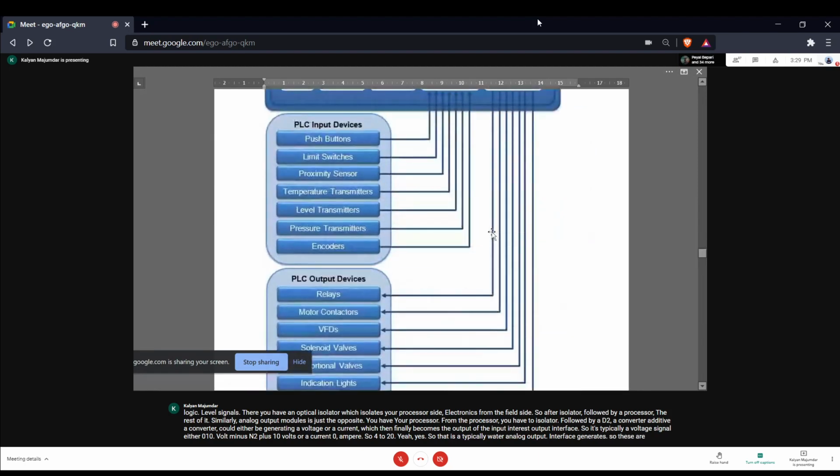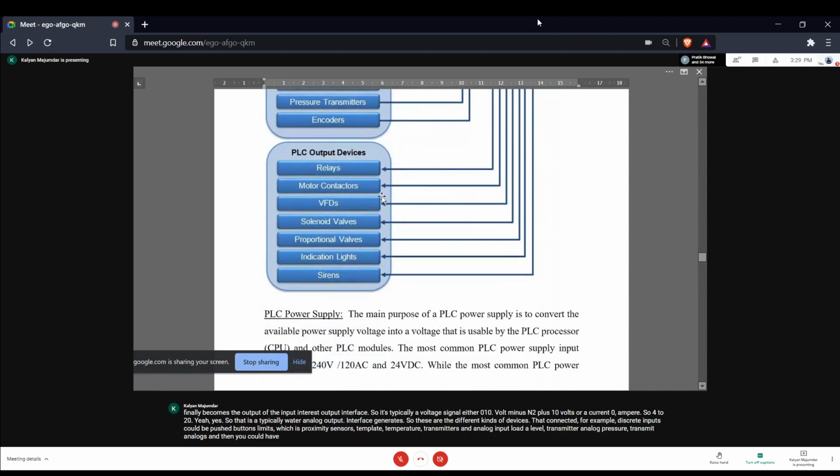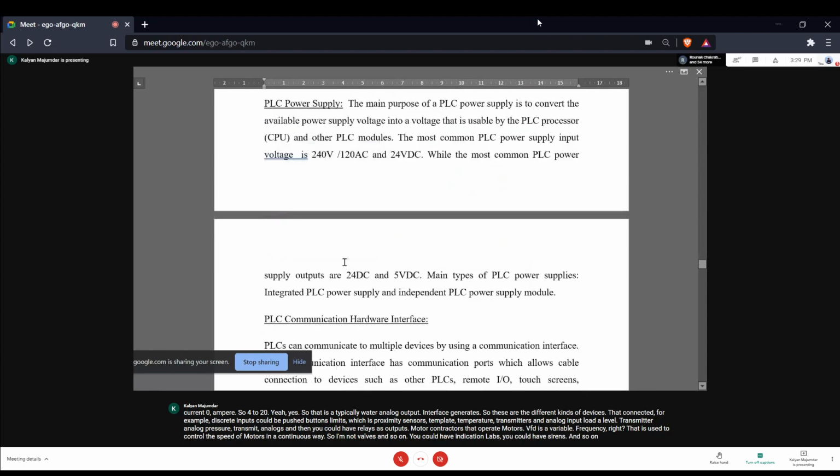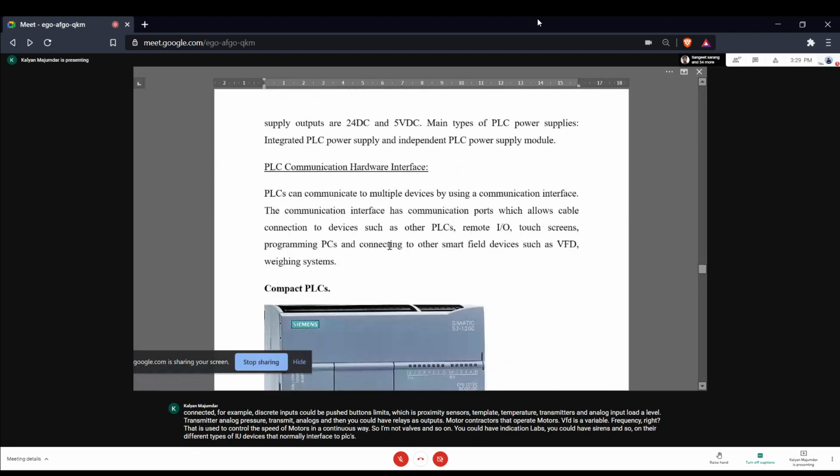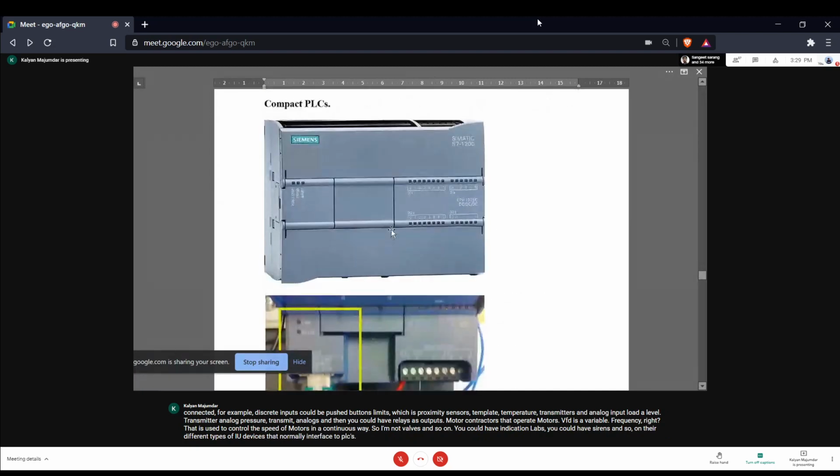So these are the different kinds of devices that can be connected. For example, discrete inputs could be push buttons, limit switches, proximity sensors; analog inputs could be temperature transmitters, level transmitters, pressure transmitters. Then you could have relays as outputs, motor contactors that operate motors. VFD is a variable frequency drive that is used to control the speed of motors in a continuous way. Solenoid valves, and so on. You could have indication lamps, you could have sirens, and so on. There are different types of I/O devices that normally interface to PLCs.